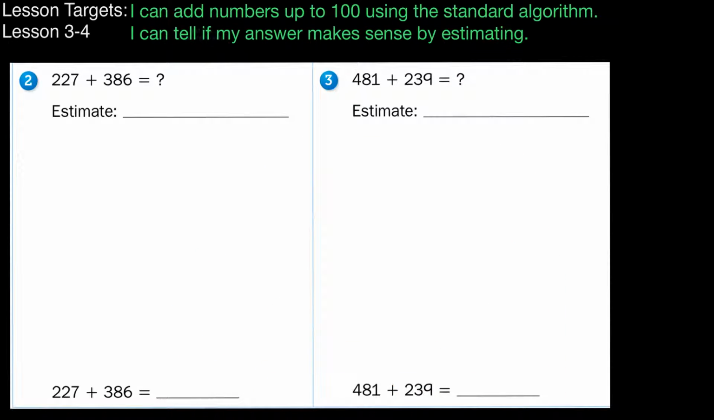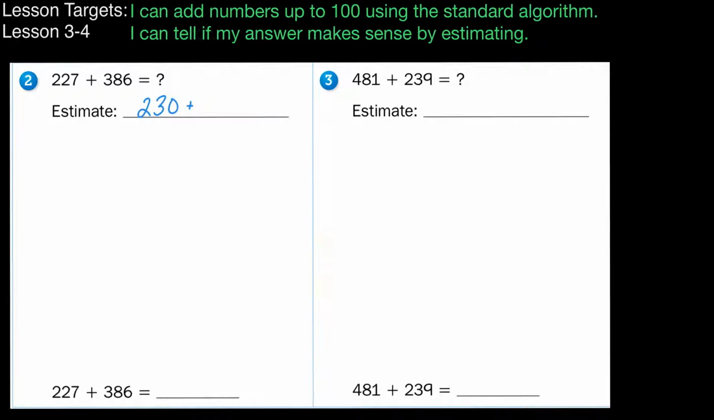All right, now that you're done, let's take a moment and solve. So the first thing I'm going to do is I'm going to estimate, and I'm going to round 227 to 230. 386, I'm going to round to 390. You may have a different estimate than me. I could have seen 386 round up to 400. So actually, why don't we do that?